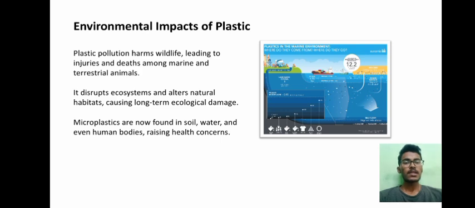Environmental impacts of plastic. Plastic pollution harms wildlife, leading to injuries and deaths among marine and terrestrial animals. It disrupts ecosystems and alters natural habitats, causing long-term ecological damage. Microplastics are now found in soil, water, and even human bodies, raising health concerns.